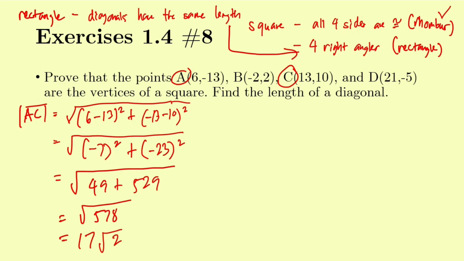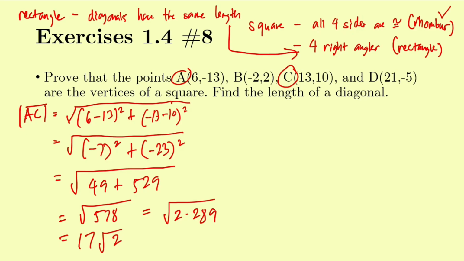So it's actually 2 times 289. No? 578 is equal to 2 times 289. And 289 is a perfect square, so we can find the root of this. Magiging 17 yan. Nasa labas na siya. May iwan si 2. Kaya 17 root of 2 ang length ni AC.